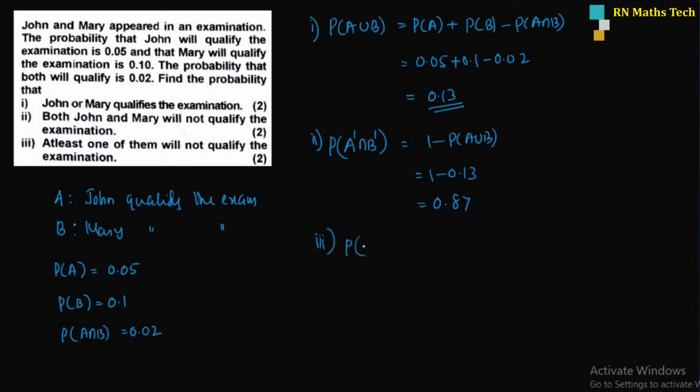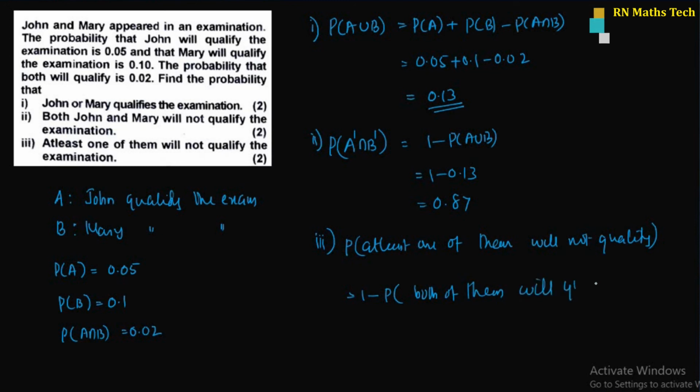At least one of them will not qualify. Will not qualify the exam is the same as 1 minus the probability that both of them will qualify. That's equal to 1 minus P of A intersection B, that is 1 minus 0.02, which is 0.98.